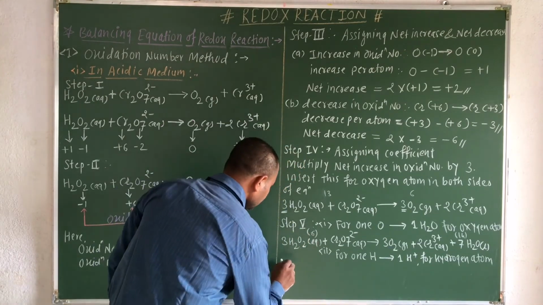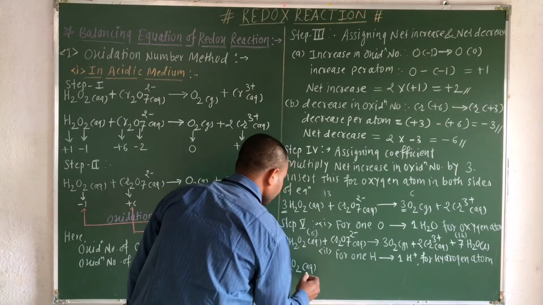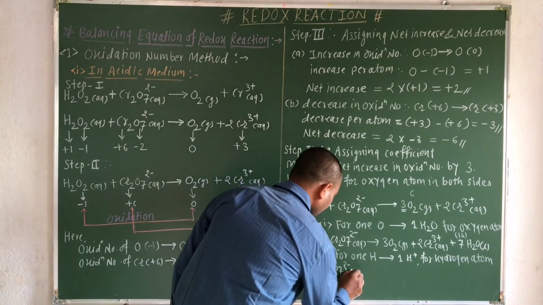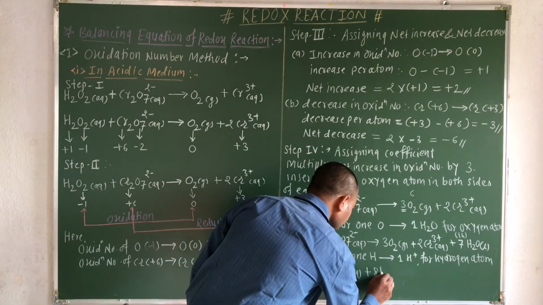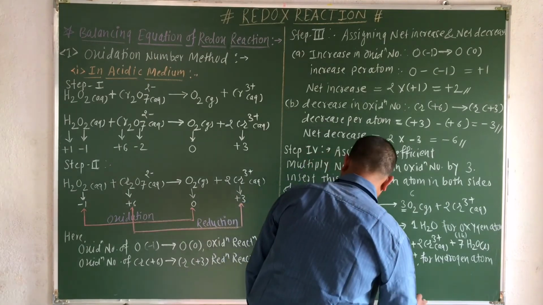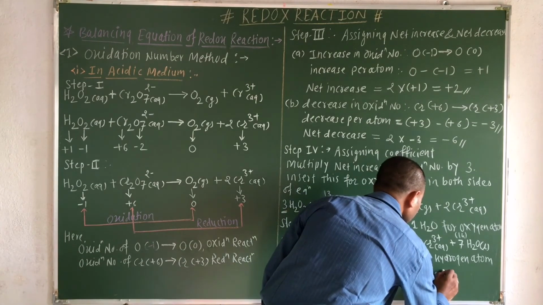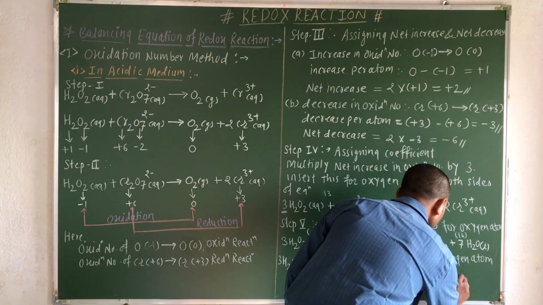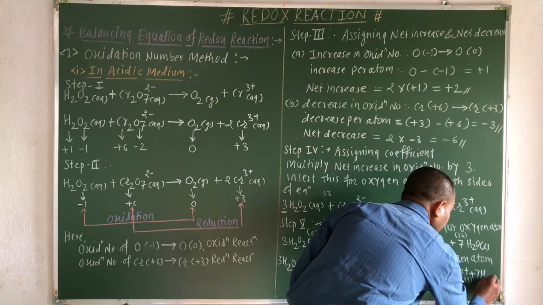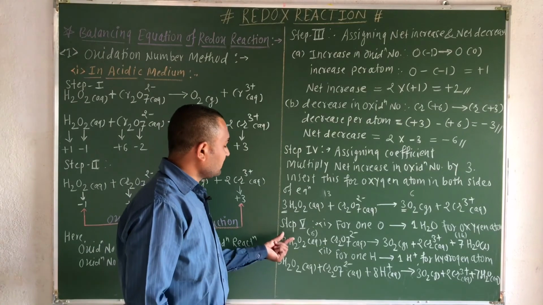So again write down that equation by modifying it: 3H2O2 aqueous plus Cr2O7 2 minus aqueous plus 8H plus aqueous gives 3O2 gaseous plus 2Cr plus 3 aqueous plus 7H2O aqueous. Okay, so this is about your step number 5.